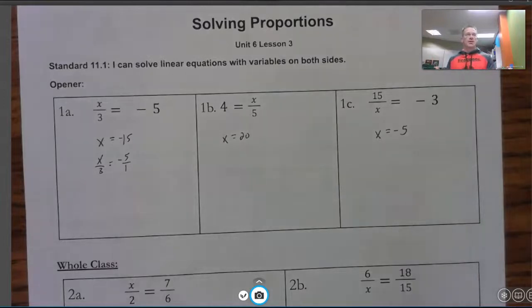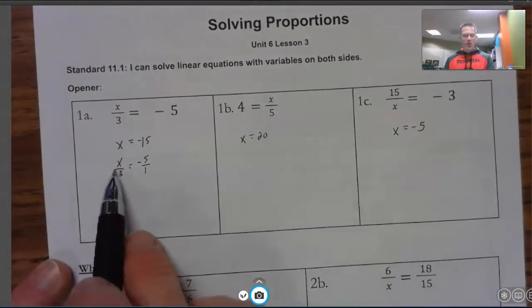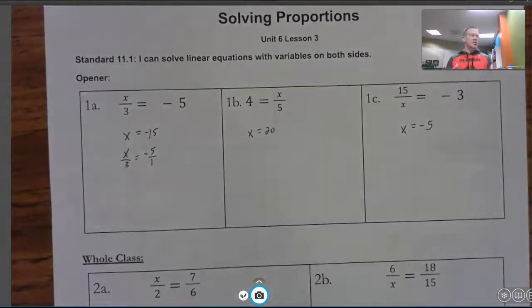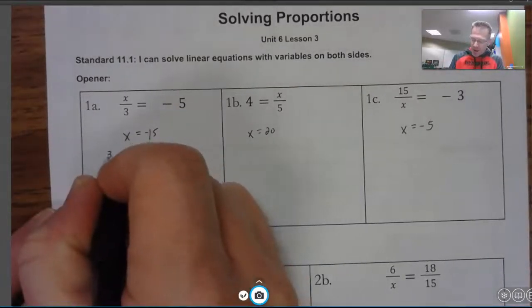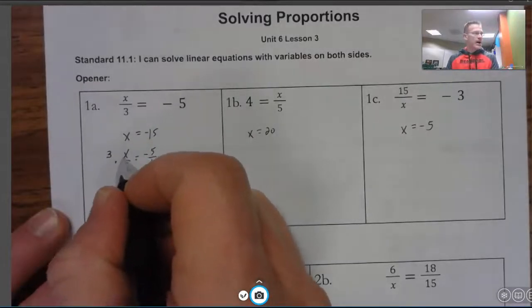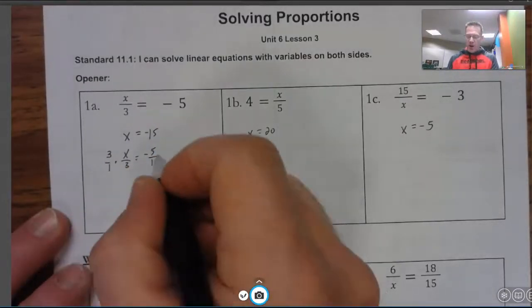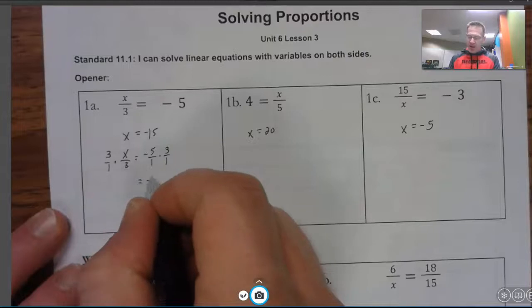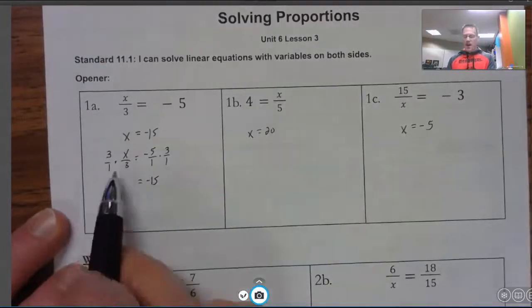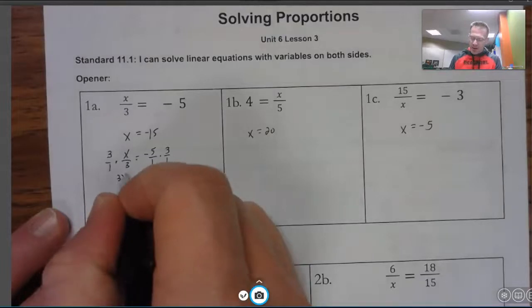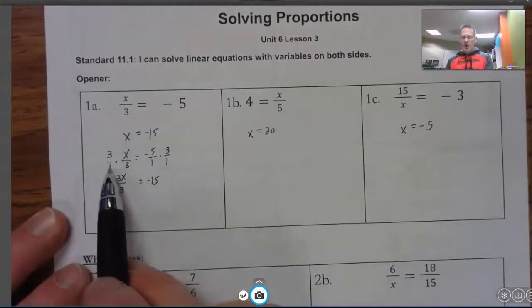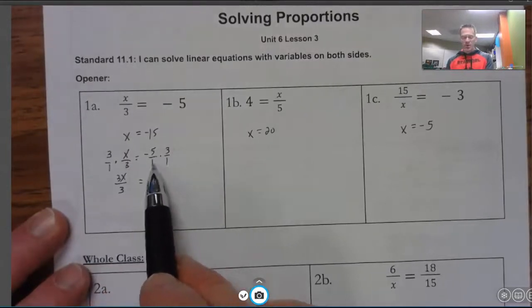Another way we could look at this, and this is how we're going to approach our proportions today, is to look at it as division. What we do to undo division is the opposite operation, which is multiply. For example, if I multiply by 3 over here, I undo the dividing by 3. I multiply by 3 over 1 on both sides. Negative 5 times 3 is the negative 15 we have here. Over here I get 3 times x, which is 3x, and 1 times 3 in the denominator, which is 3. Remember, when we multiply fractions, we multiply numerator times numerator, denominator times denominator.